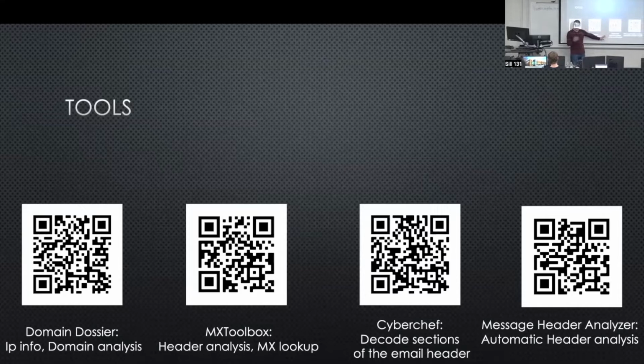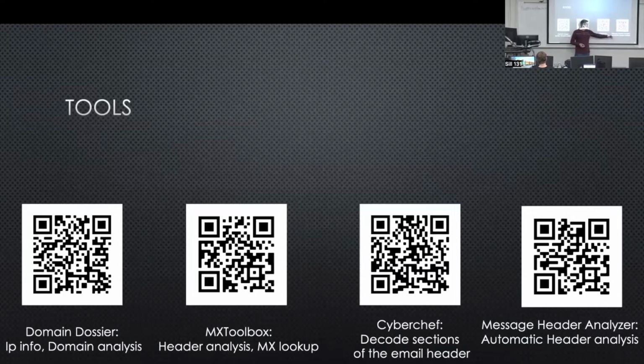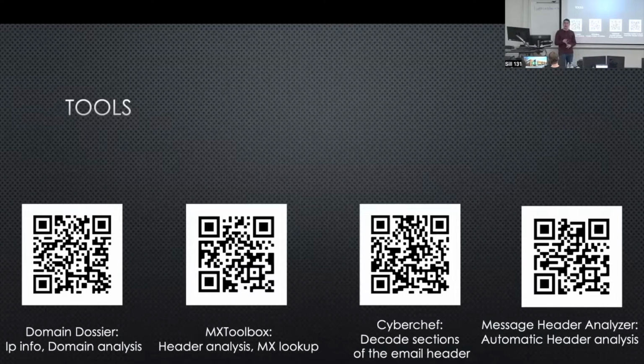CyberChef, I'm sure most of us have used it before, but she said it's good for decoding sections of the email header that are encoded. And then we have Message Header Analyzer, which automatically analyzes the message header. So it'll spit out information like those MX records that we talked about, the A records. It'll automatically spit a lot of that stuff out for you.